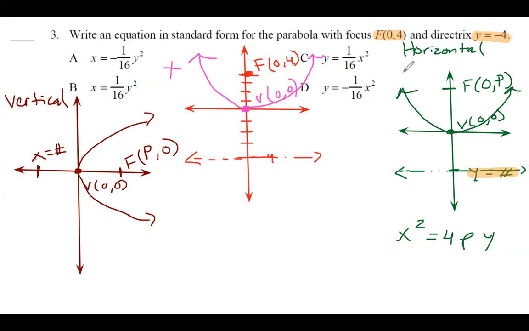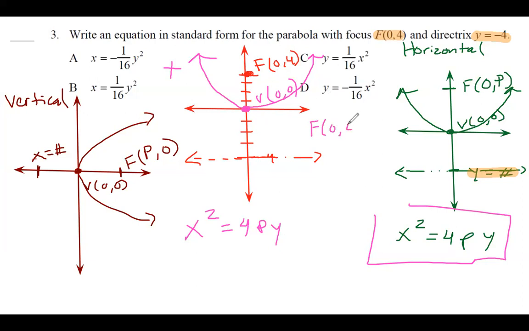I know that it's a horizontal parabola, so I'm going to use this equation to help me out. I'm going to use x squared equals 4py. Now, what information do I need to find from my equation? P, so let's go ahead and see. P was our y value of the focus. What's the y value of the focus? 4. So if we have our focus at 0, 4, p equals 4. So let's substitute that value. X squared equals 4 times 4 times y. What's 4 times 4?